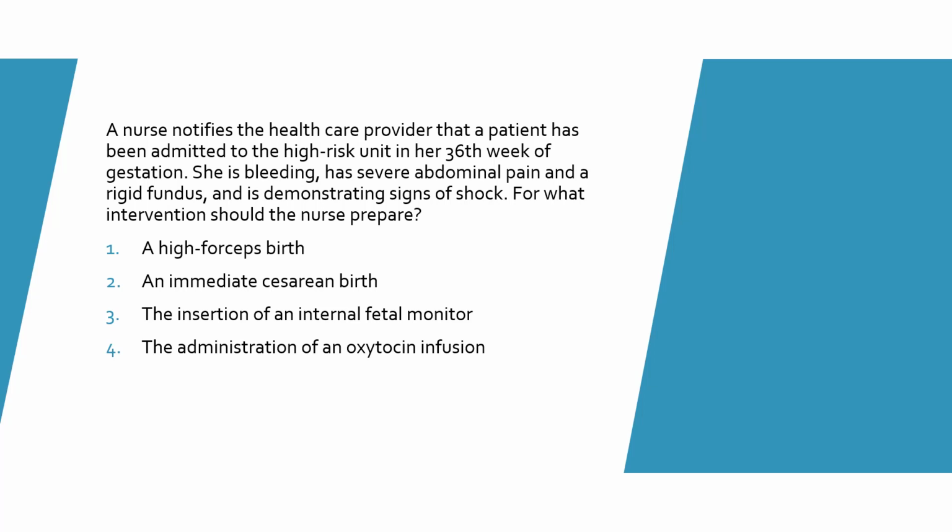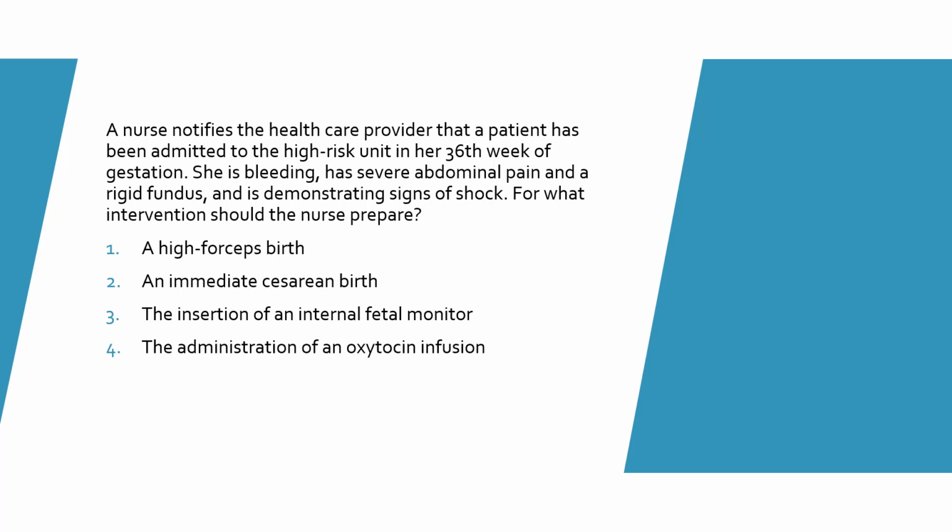This is an application question. You need to know what diagnosis the signs and symptoms are showing and what the correct priority intervention is for that diagnosis. The signs and symptoms here are describing placental abruption. What is the intervention to prevent fetal and/or maternal death?